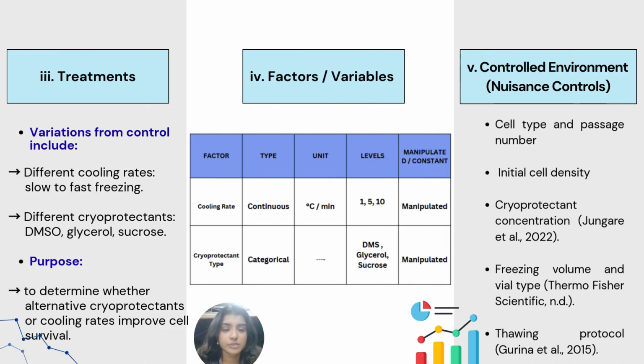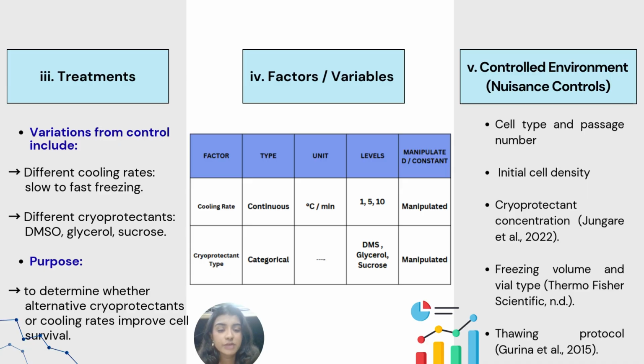Okay, next up we have treatments. So the treatments in this experiment involve variation from the control condition. We varied the cooling rate from slow to fast freezing and also the type of cryoprotectant including DMSO, glycerol, and also sucrose. So the purpose of these treatments is to determine whether alternative cryoprotectants or different cooling rates can improve cell survival compared to the standard condition.